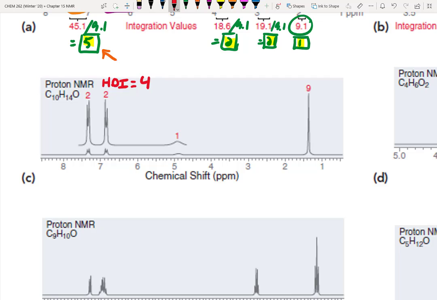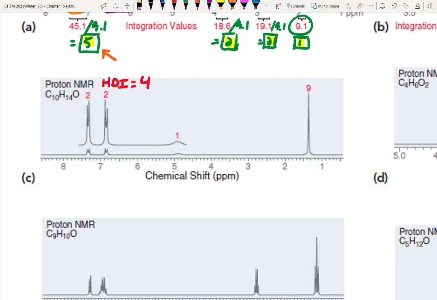All right, next thing's next. When I look at my integrations, it looks like 2 to 2 to 1 to 9. If we add all of those up, it adds to 14. So luckily they already did that work for us. It looks like the whole number values are correct here, so we don't need to adjust any of those. All right, next thing's next.